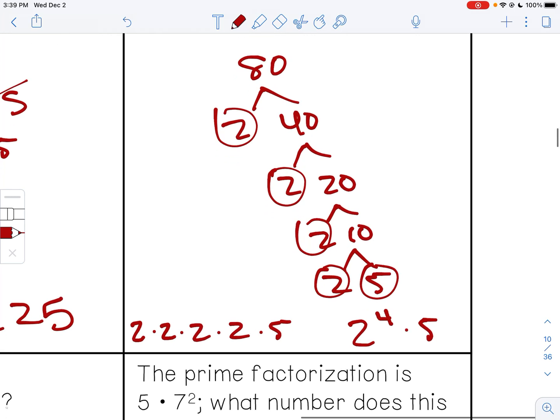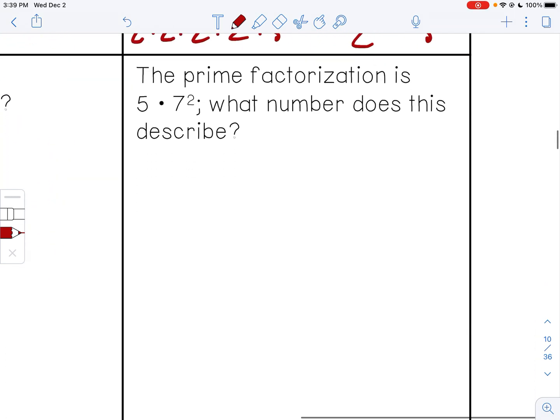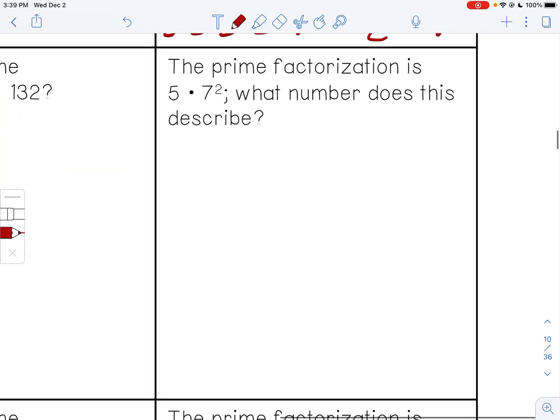What I would like for you to do now is go directly underneath that, and I want you to try this problem for yourself. So the prime factorization is 5 times 7 squared. What number does this describe? So go ahead and pause the video. Try this for yourself, and then come back to see if you get the correct answer.